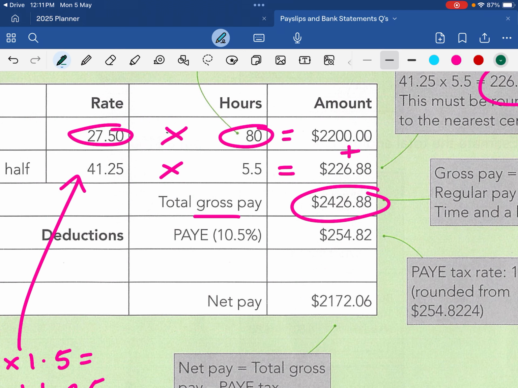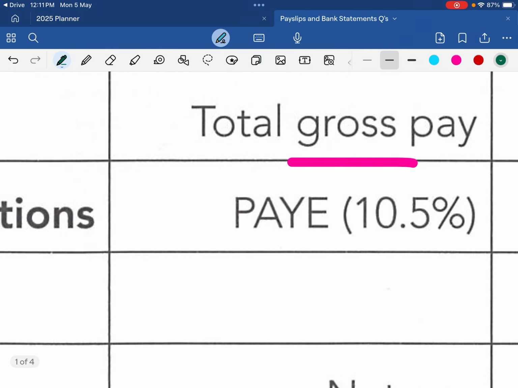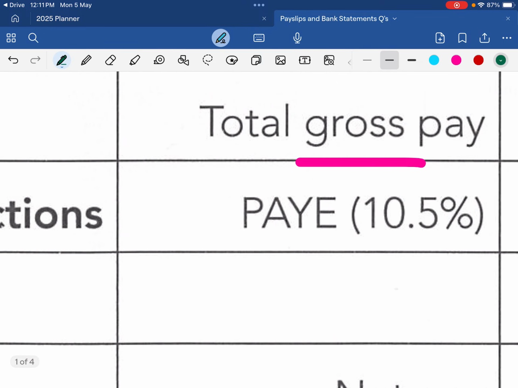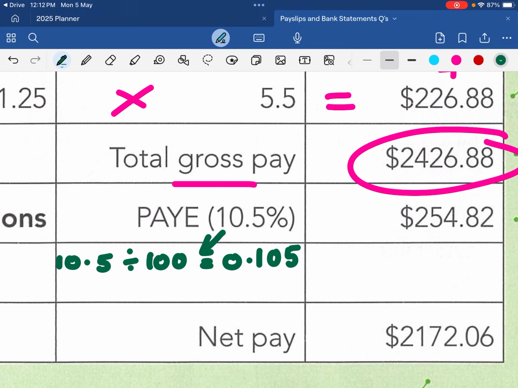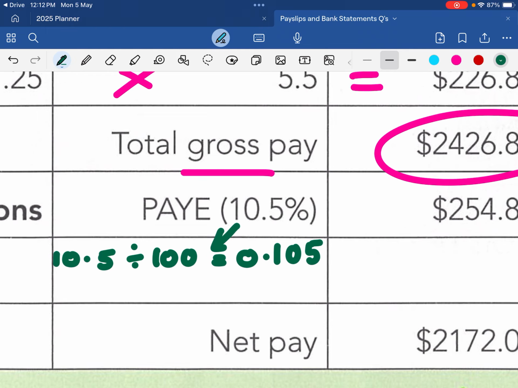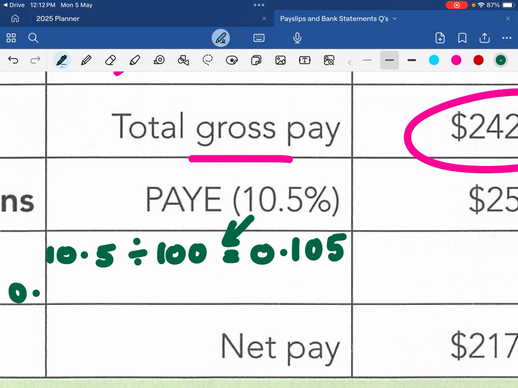What we're going to do is to find that 10.5%, hopefully you've seen the previous videos on finding percentages of amounts. I'm going to use the decimal method. So I'm first of all going to find my multiplier by doing 10.5 divided by 100, and that's going to give me 0.105. I'm not going to round that number. I'm going to use the whole 3 decimal places. Then I'm going to find 0.105 times the total gross pay.